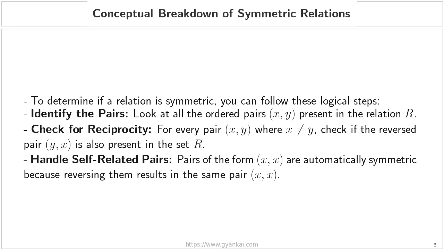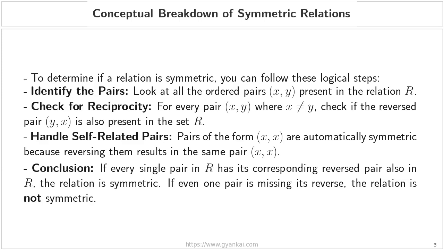Then, we handle the self-related pairs. You will notice that pairs of the form (x, x) are automatically symmetric. This is because reversing the elements results in the exact same pair, (x, x), so they always satisfy the condition. Finally, we reach our conclusion. If every single pair in the relation R has its corresponding reversed pair also present in R, then the relation is symmetric. However, keep in mind that if even one single pair is missing its reverse, the entire relation is not symmetric. To help you visualize this process, we will now move on to a real-world example in the next slide.